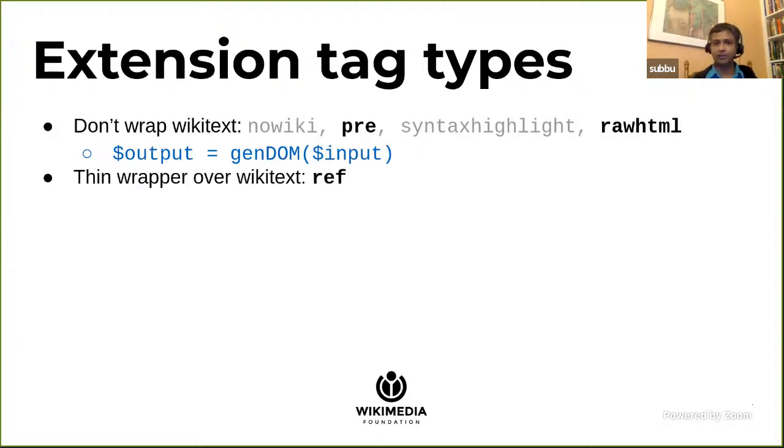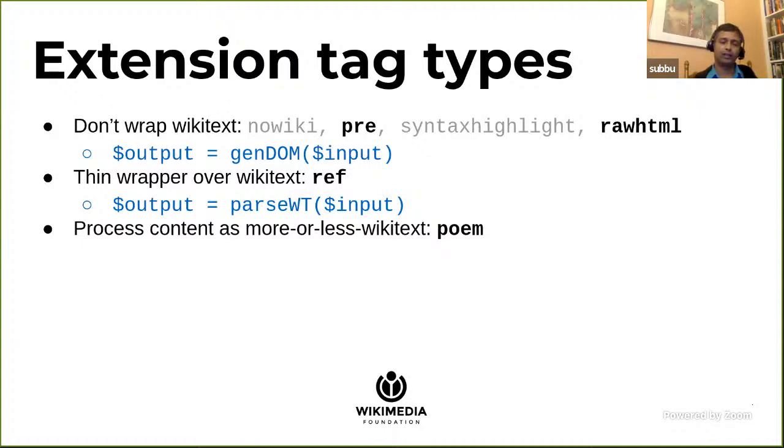Alternatively, you might have extensions like ref, which is just a thin wrapper over wikitext. I mean, all of the content of the ref tag is wikitext. So in this case, it's still a transformation from input to output, but the transformation is where you parse the wikitext.